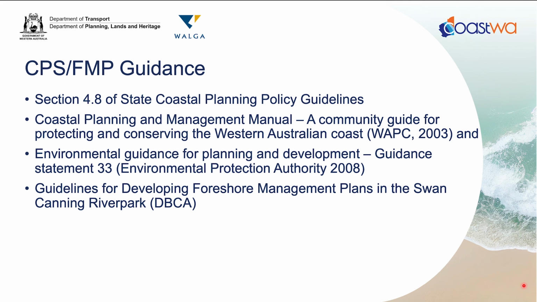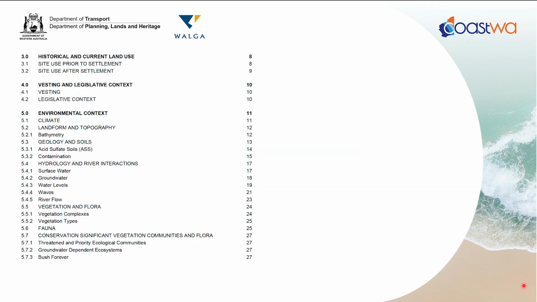Fundamentally, they include a number of really consistent factors, so taking into account environmental factors, looking at opportunities and constraints, setting out requirements for foreshore reserves and public use and access and facilities, and then looking at form and scale of development, foreshore tenure and management, and the location, form, and land use within the node.